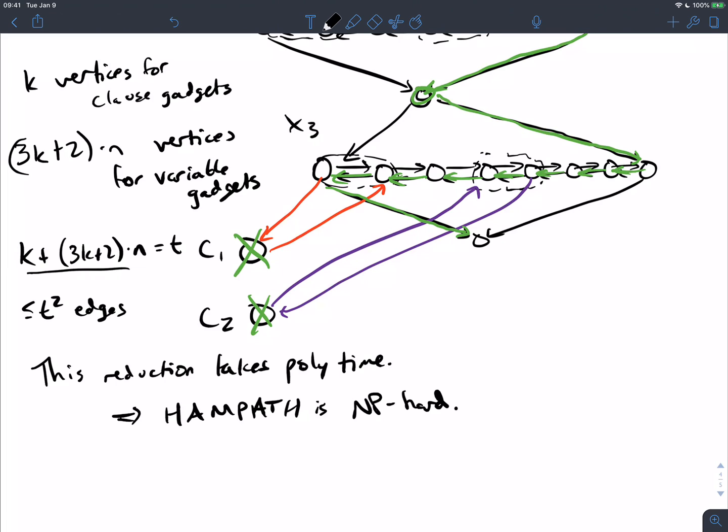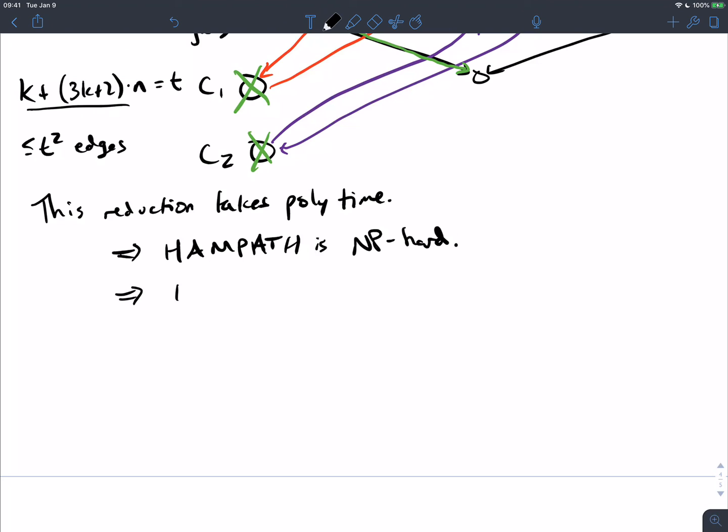Yeah. Doesn't this also show that HAMPATH is NP complete? Yes, because we showed it was in NP earlier. So in fact, because of the result earlier, and because of this, HAMPATH is NP complete.